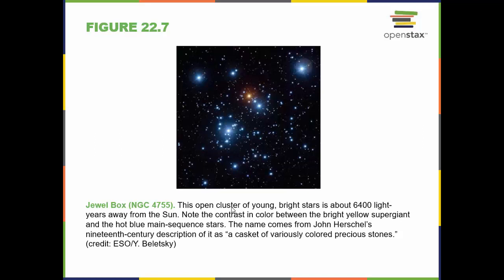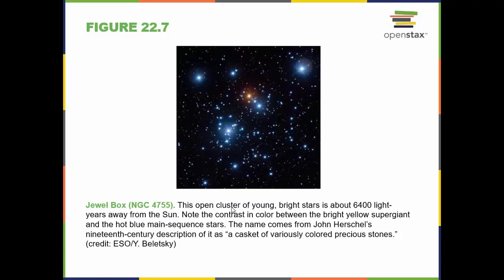So if we look at NGC 4755, this is an open cluster of young bright stars, and it's about 64,000 light years away from the sun. And note the contrasts in the bright yellow supergiant and the hot blue main sequence stars. And this name comes from John Herschel's 19th century description of a casket of various colored precious stones. So this was the jewel box.